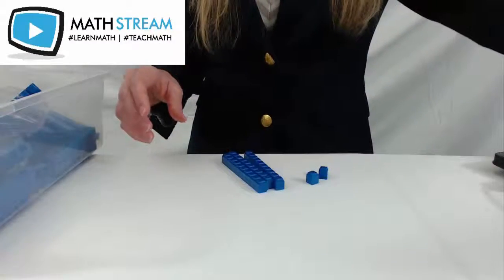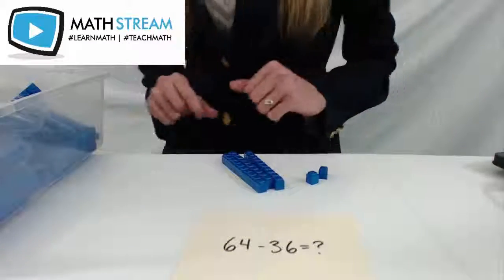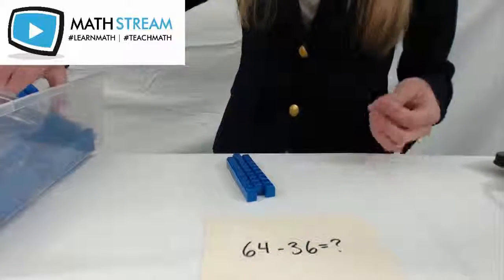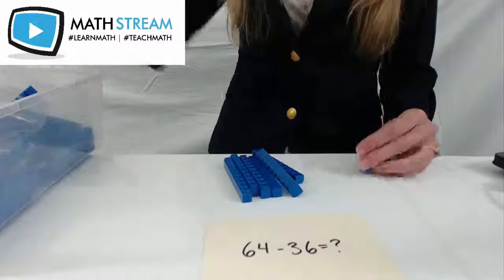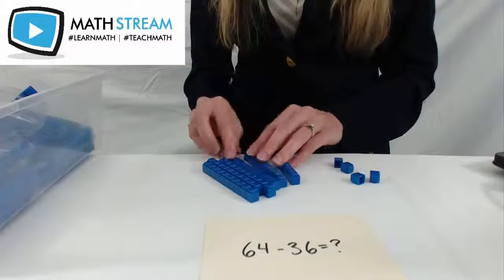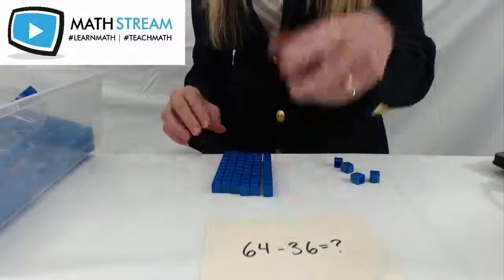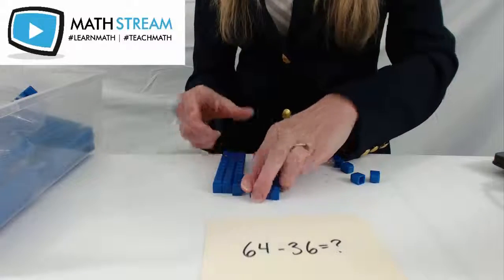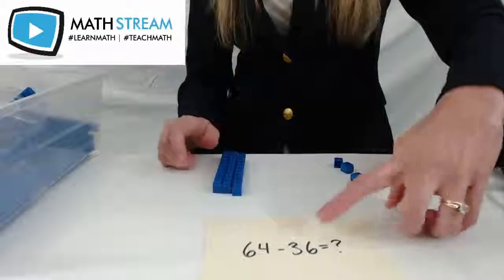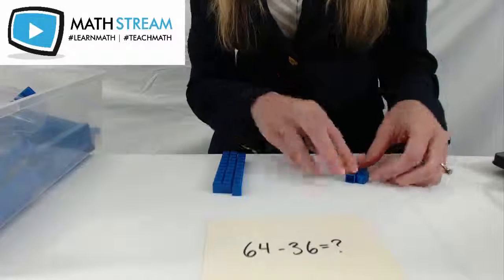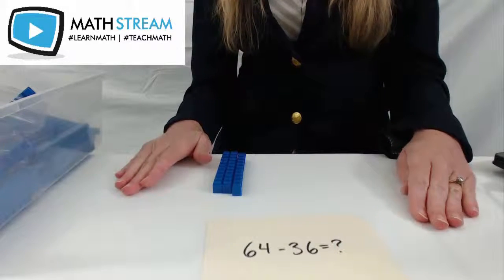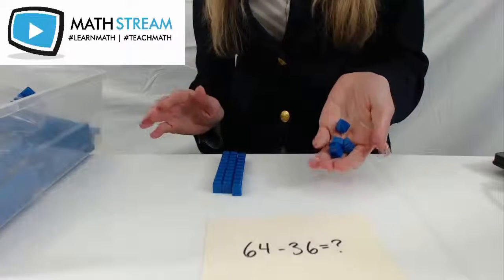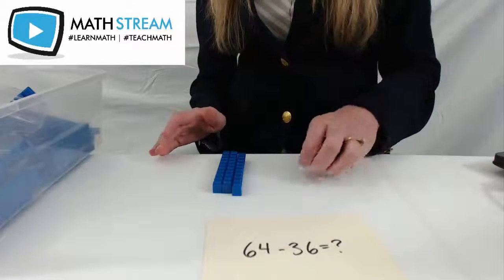What happens here? Go back to 64. My 64. This time I want to take away 36. Okay, no big deal. 3 tens, take them away. 6 ones, take them away. Uh-oh. I can take away 4 ones, but I need to take away 6. I don't have enough ones to be able to take the quantity 6 away.